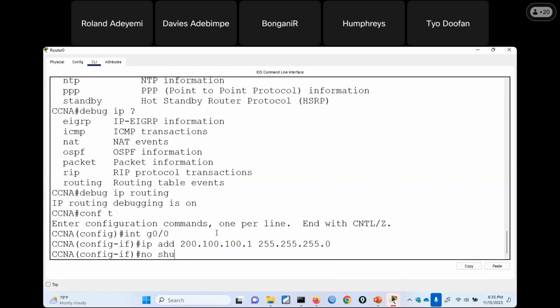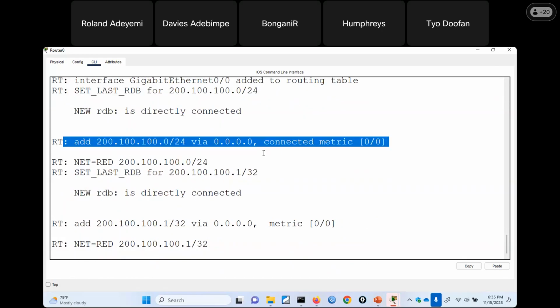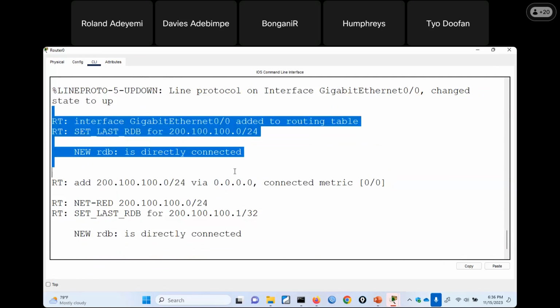you're going to see the process of the router adding this IP address into its routing table and the network where this address came from. You watch out. You see all this information you see here. It's adding 200. In fact, it started from here. Interface gigabit 0/0 added to the routing table. It is directly connected. So what exactly did he add to the routing table?